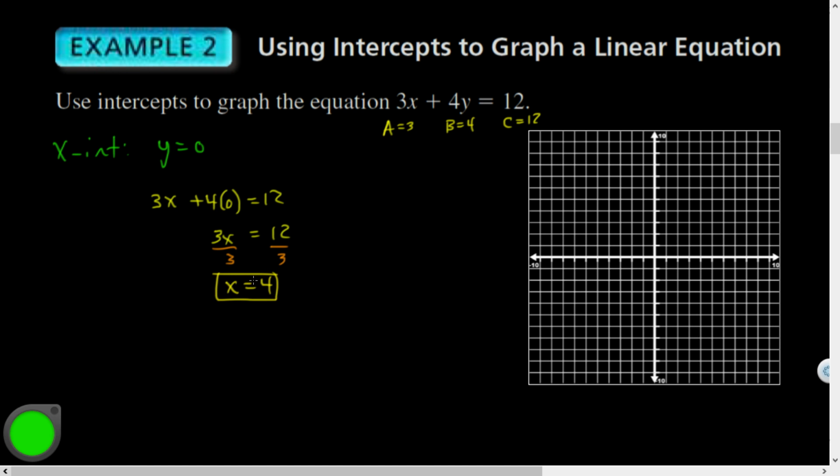So let's see. Let's plot the x-intercept. If x equals 4, I'm going to go 1, 2, 3, 4. Right there is the x-intercept. Let's see. Did you already find the y-intercept? Is that what you were saying? Oh, no. I thought you were predicting what the y-intercept was going to be.